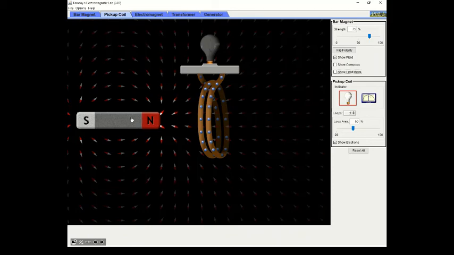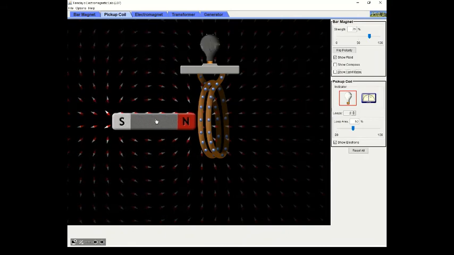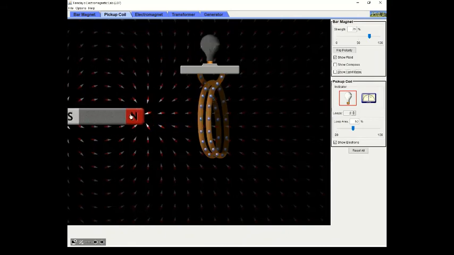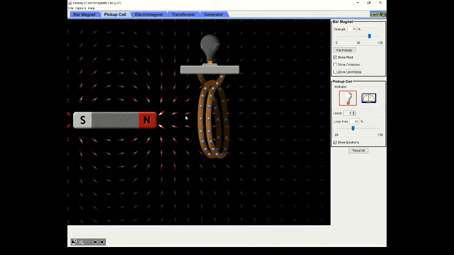So if we bring the north end towards my coils, that means that inside of this electromagnet, a north will be set up on the left side and a south will be set up on the opposite side, but we want to focus on the north. So the north is going to be over here.